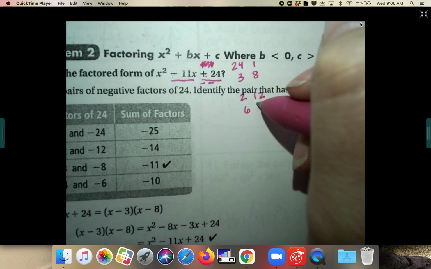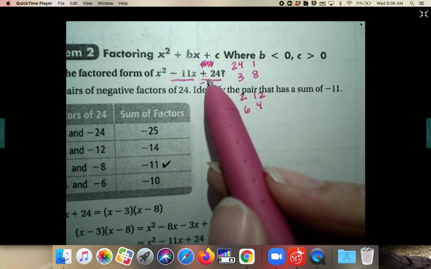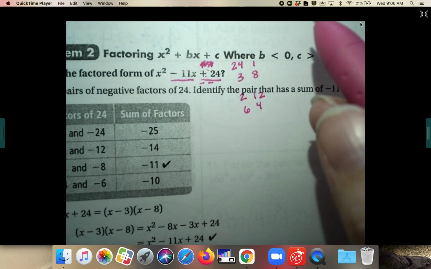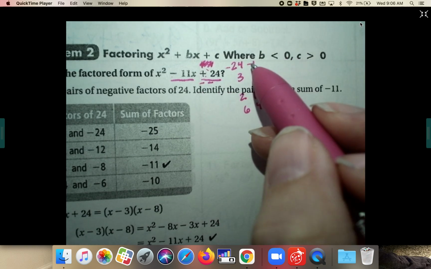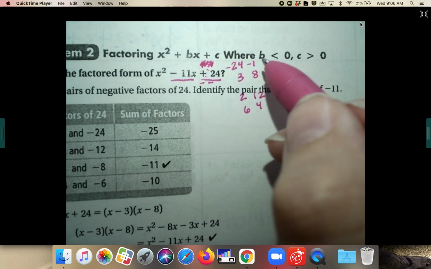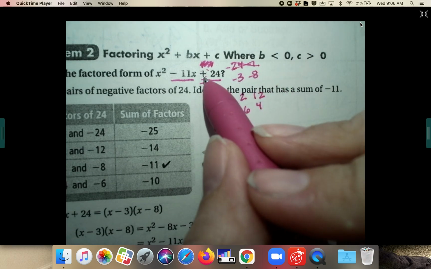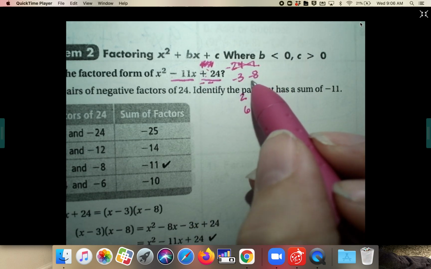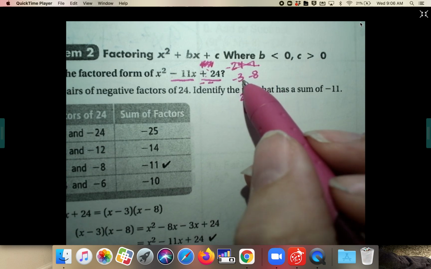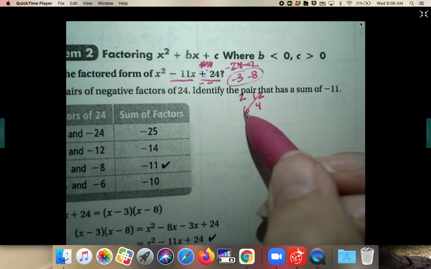Oh, 6 times 4. Okay, but remember, they're both going to have to be negatives, because I need it to multiply to be a positive but add to be a negative. So I'm talking negative 24 times negative 1. That would be positive 24. But does it add up to negative 11? No. Negative 3 times negative 8 does multiply to be positive 24. Does it add to be negative 11? Yes, actually, right? Negative 8, negative 9, negative 10, negative 11. This is it. So it's probably not these.